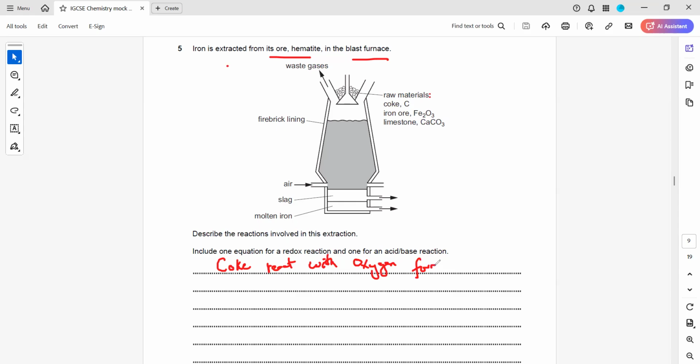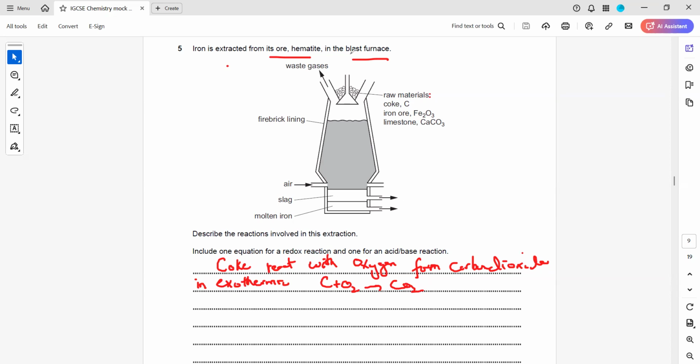Yes. Very good. Coke will react with oxygen to form carbon dioxide. And this formation of carbon dioxide makes the reaction exothermic, because for extraction we need the furnace temperature to be very high. That's why we want this first reaction to be highly exothermic. So the equation for this reaction: carbon reacted with oxygen to give carbon dioxide.